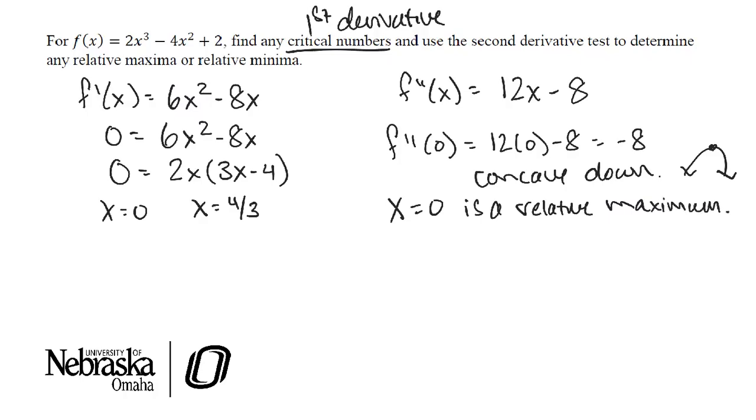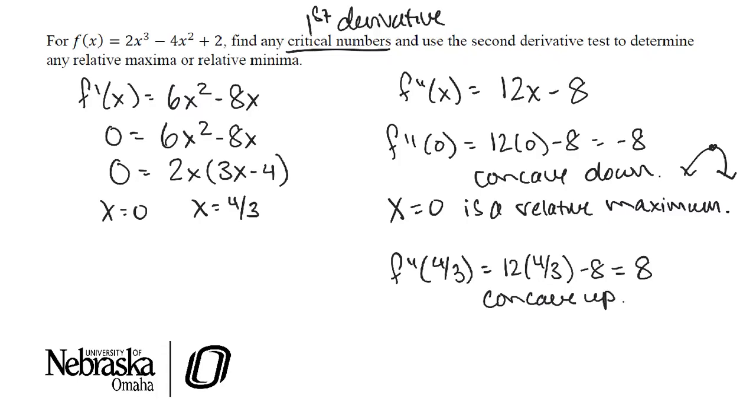Okay, and then we can check the second derivative at 4/3, and we would get 12 times 4/3 minus 8 is equal to 8. So that means it's concave up, which means x equals 4/3 is a relative minimum. Concave up looks like this. So that means where we're changing slope is a relative minimum.